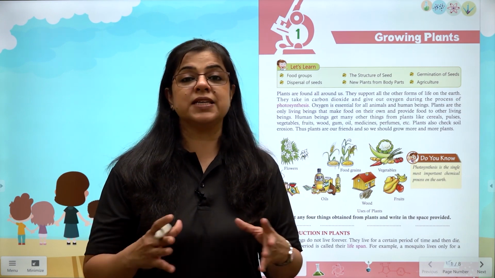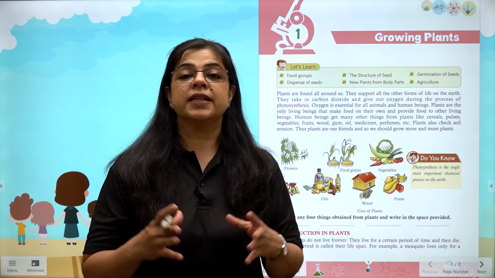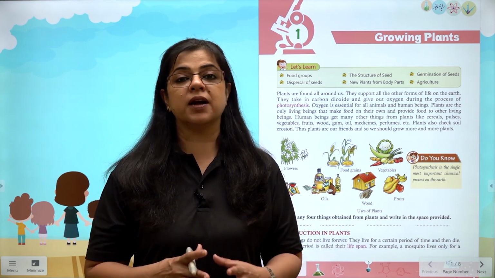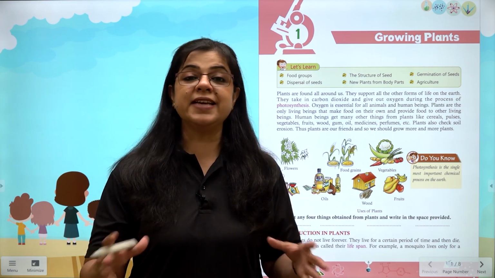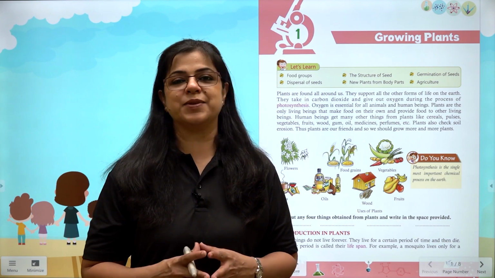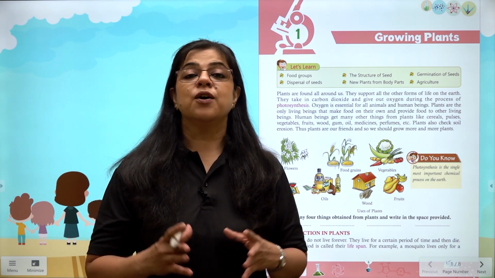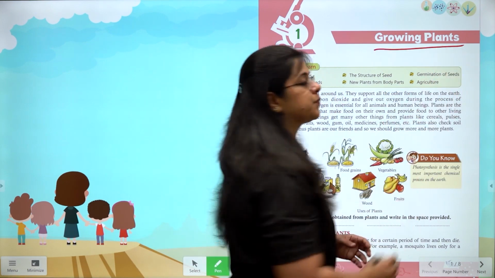Now, sometimes these plants use up all this food, and at other times they store it in various plant parts like the leaves, the flowers, and the fruit. And these are the plants that are eaten by us and the animals. So, in this chapter, we are going to learn about growing plants.